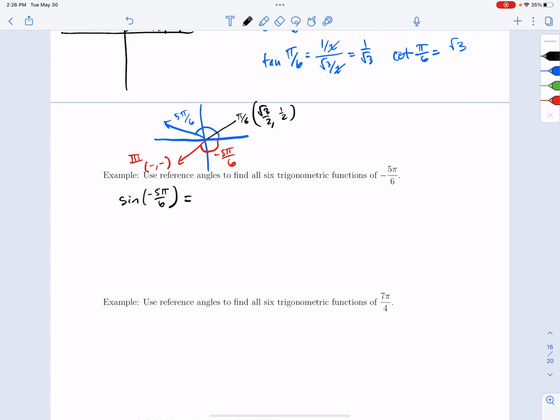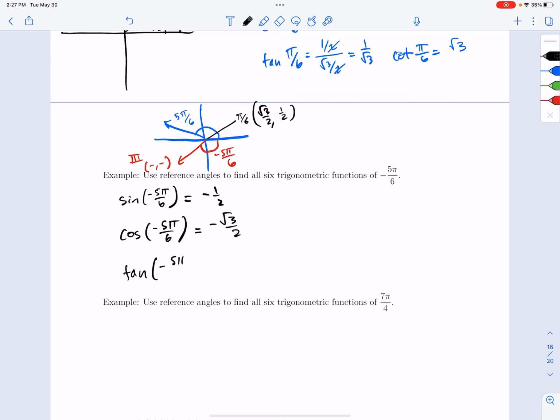so there's sine of negative 5 pi over 6. I'm going to use the sine value of pi over 6, which is 1/2. But because this is in the third quadrant, my value is going to be negative. I'm going to proceed in the same way. Cosine of negative 5 pi over 6, well, in the first quadrant, that's root 3 over 2. In quadrant 3, it's negative.